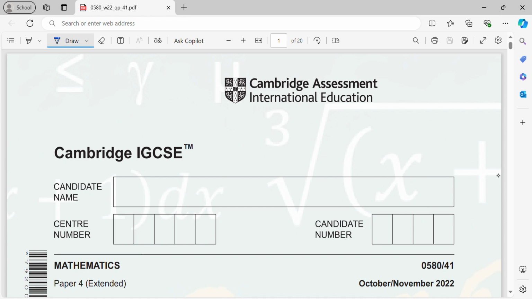This video is to discuss Cambridge IGCSE Mathematics Paper 4, which is the Extended Mathematics for October-November 2022, and the code is 0580/41. Let's get started.